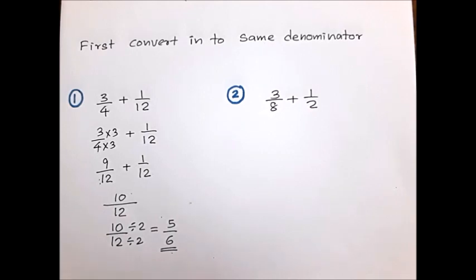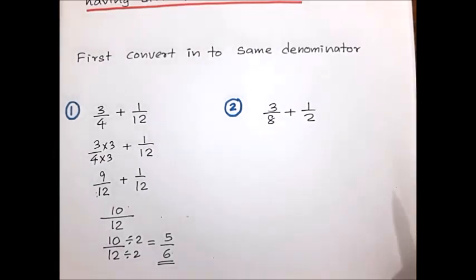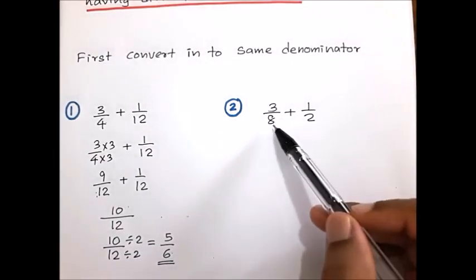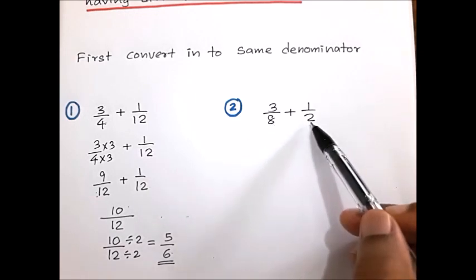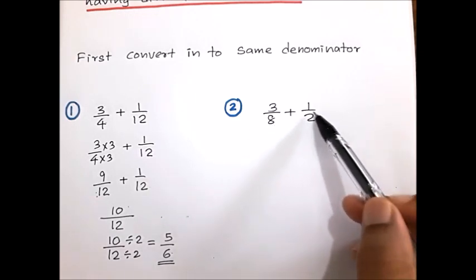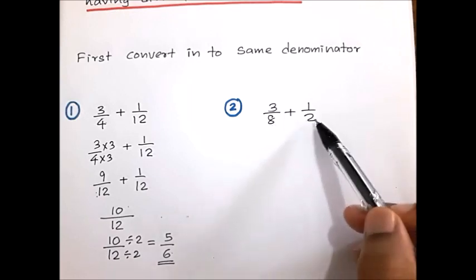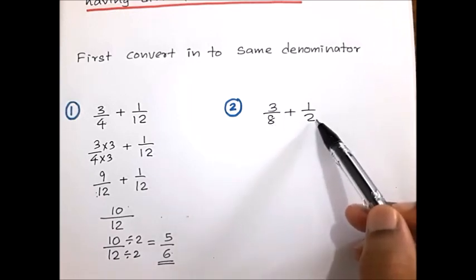You have to keep the simplest answer by dividing both numerator and denominator. Now you can see these two numbers we can't divide more further. So this is the answer. Now look at second example. Denominators are 8 and 2. You can convert this denominator into 8 by multiplying this one by 4.